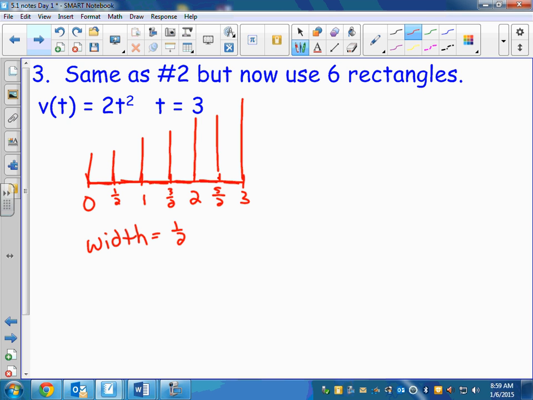The height, that's the important part. You have to figure out what value you are plugging into that velocity function for t to find it. And it's the same as number 2, which means we want to use the midpoint of each interval. So you need to go through and figure out what you are using as a midpoint. In this case, between 0 and 1/2, you agree that's 1/4? And then if you just count the 1/2 as 2/4, just count by fourths. This is 1/4, 2/4. So halfway between 1/2 and 1 is 3/4.